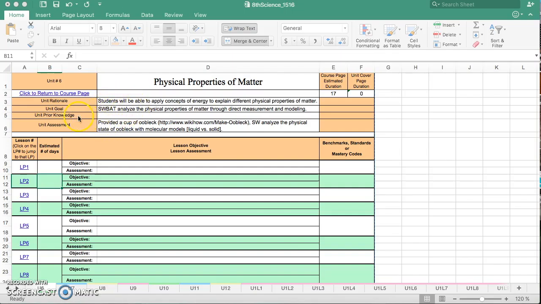Notice that the unit goal lines up nicely with the unit assessment. Students will be provided with a cup of oobleck and analyze the physical state of oobleck with molecular models. So it ties in both the direct measurement, the modeling, and the same Bloom's verb.